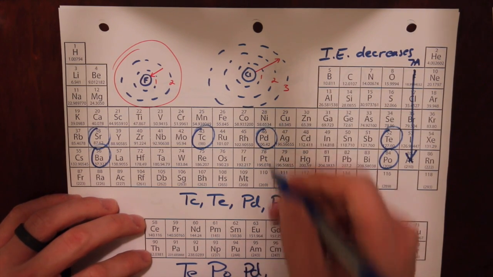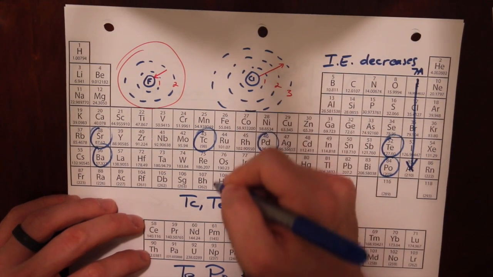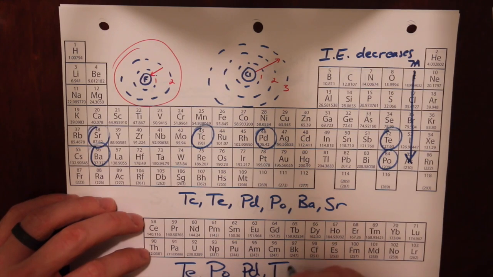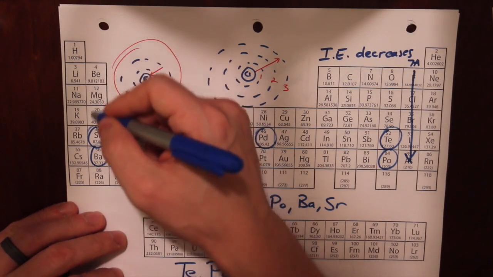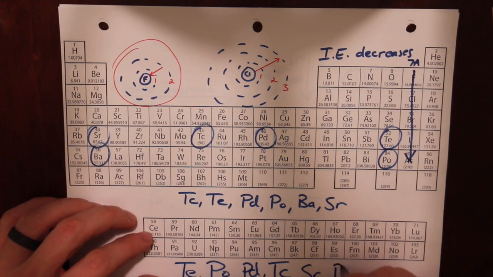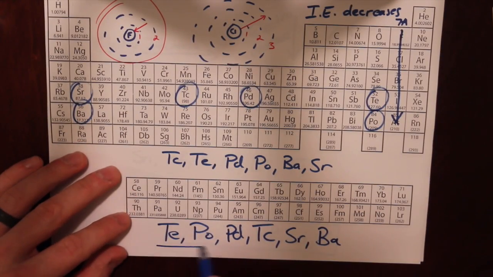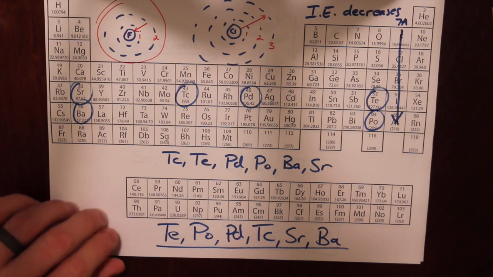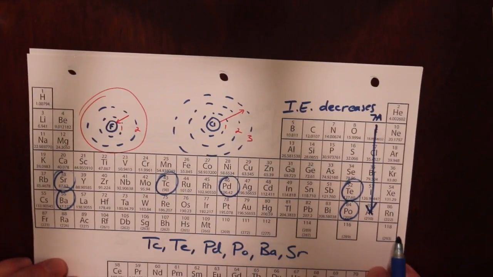Work your way down, back up to the next, work your way down, back up to the next, work your way down. You get what I'm saying. Keep working your way over, and we run into group 2A. It's going to be strontium, which is first towards the top of the group, and then barium right underneath of it. So there is your correct answer. Okay? So Te, Po, Pd, Tc, Sr, and lastly Ba.